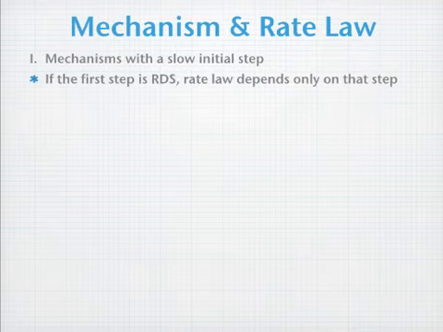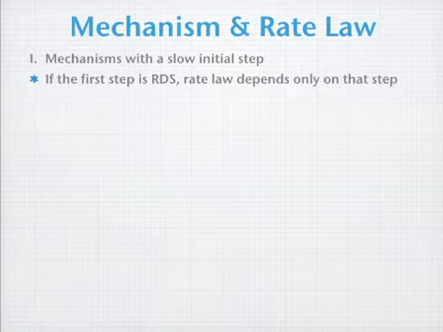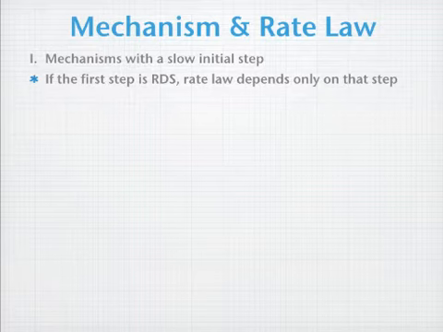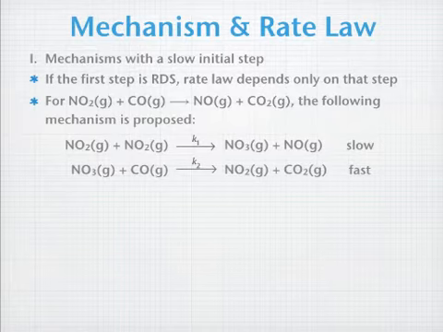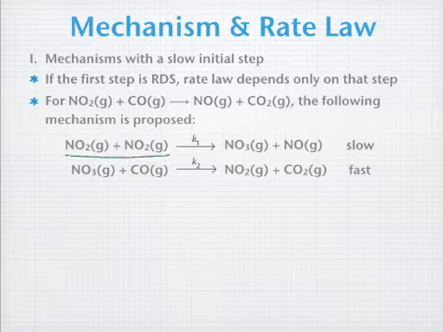So, how do we go from the reaction mechanism to the rate law? There are two different possibilities. One is that we have a mechanism with a slow initial step. If the first step is a slow rate determining step, then the rate law depends only on that step. For example, NO2 and carbon monoxide coming together to form NO and carbon dioxide. This is the mechanism that's proposed, in which in the first step we have two NO2s needing to collide together to form NO3 and NO.